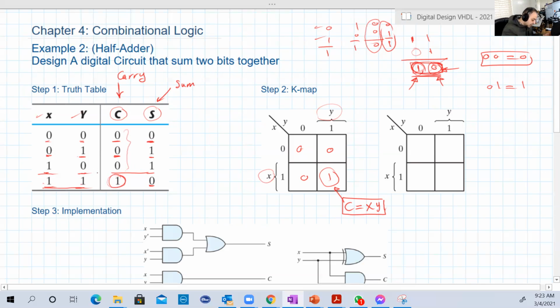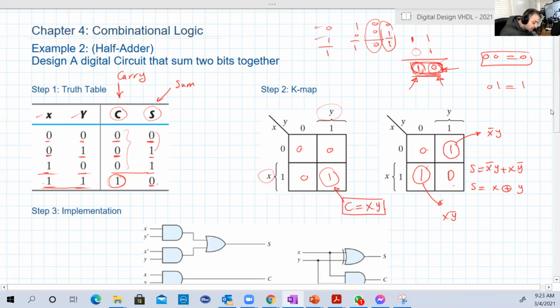How about the sum? The sum is 0, 1, then 1, 0. Okay, so I'm sorry, this is 0. So 0, 1, then 1, 0, 1, 0. So you cannot combine these 2 ones, so you have 2 essential prime implicants here. This guy is x bar y, and this guy is xy bar. So the sum is x bar y plus xy bar. And what is this? This is basically the XOR.